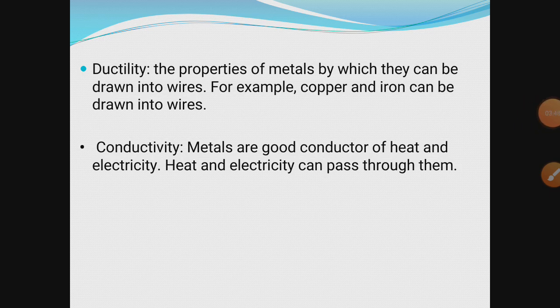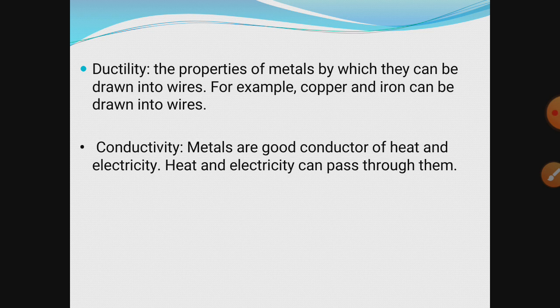Now next physical property of metal is ductility. The property of metal by virtue of which they can be drawn into wires. For example, copper and iron can be drawn into wires. So this property is known as ductility, and we may say that metals are ductile, means we can convert them into wires. The way we can beat them into sheets and say that they are malleable, same way if we can draw wires out of them, then that property is called ductility.